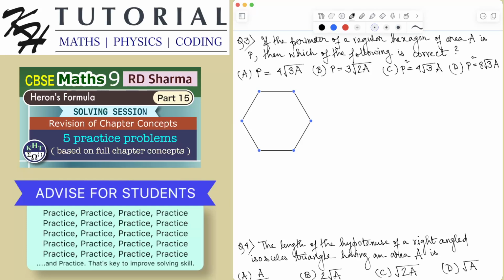Let's say the length of each side of the regular hexagon is A, and this is the center of the regular hexagon. What is the center? The point of intersection of all the perpendicular bisectors of all the sides is the center. If the center is O and you join all the vertices with the center, all the triangles formed are congruent equilateral triangles.